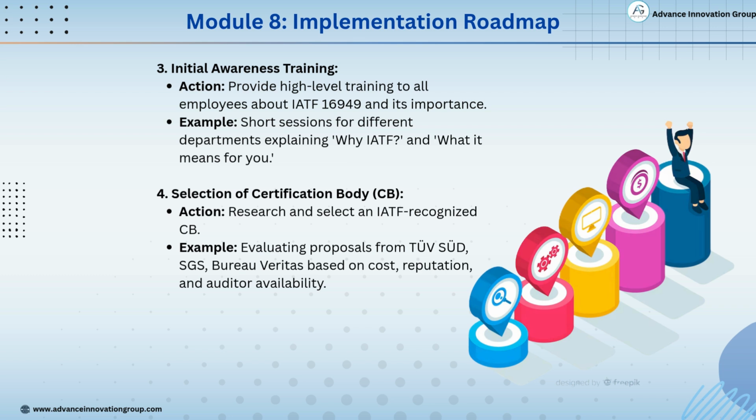Step 4. Selection of certification body, CB. The next step is to select an IATF-recognized certification body. Action: research multiple certification bodies and evaluate them carefully. Example: you can compare proposals from bodies like TUV SUD, SGS, Bureau Veritas, based on cost, reputation, and availability of auditors. Choosing the right CB is a strategic decision, because they'll guide you through the entire audit and certification process.